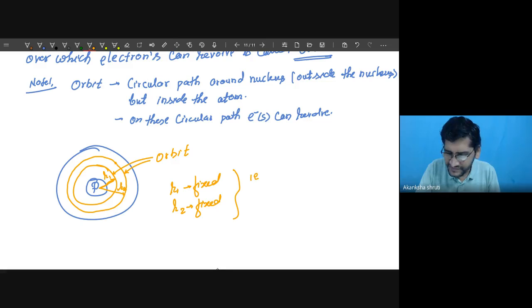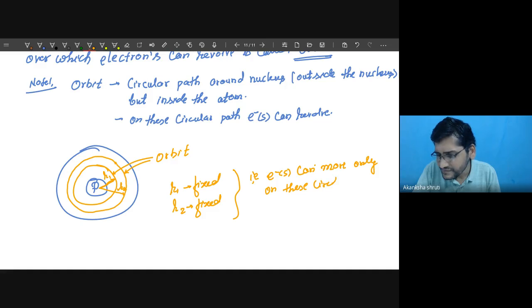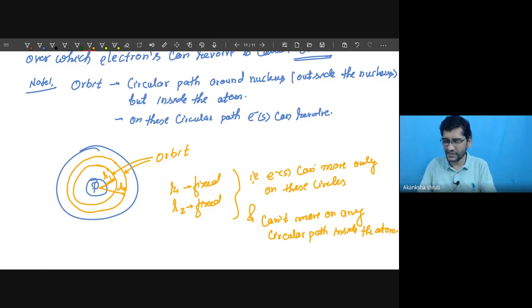That is, electrons can move only on these circles and cannot move on any possible circular path inside the atom, which is outside the nucleus but inside the atom. So this was as per Rutherford.